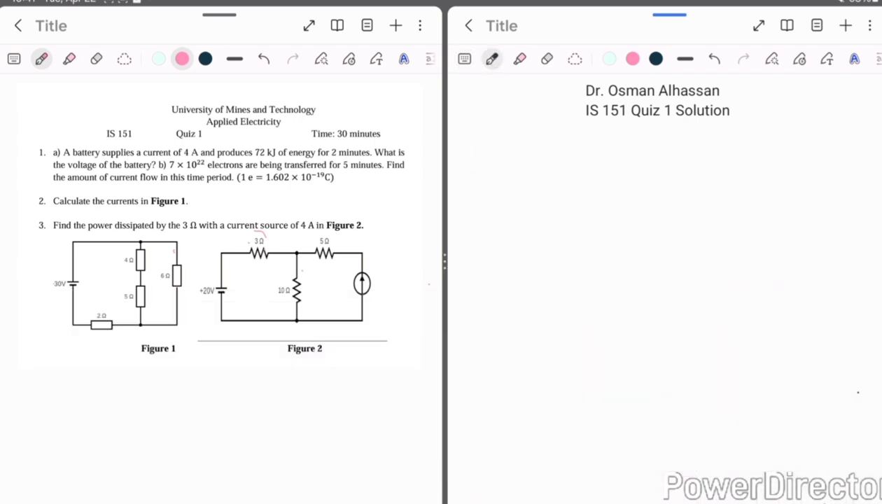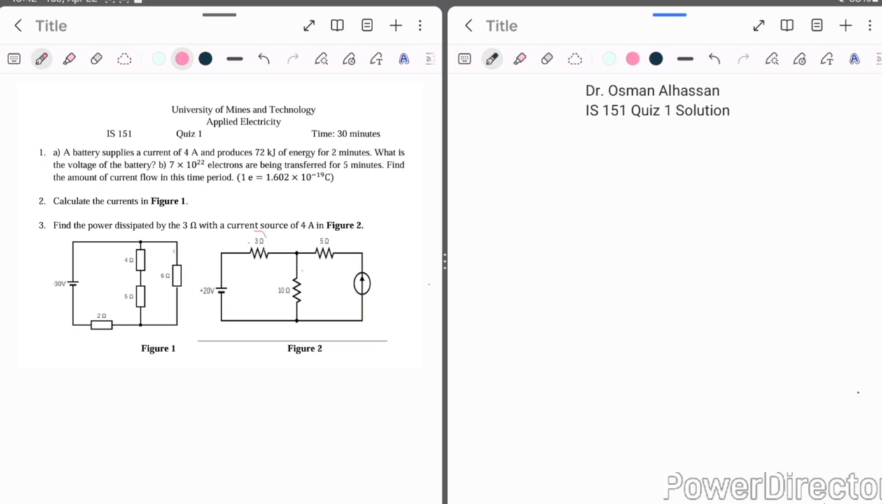When you look at question 1, in total you can see that we have 3 questions, 1, 2, and 3. So I'm going to solve one after the other. Question 1 talks about charges, electrons, and then current. In question 2, you are given a circuit diagram and you have to find the currents in it. And question 3, you have to find the power dissipated by the 3 ohms resistor.